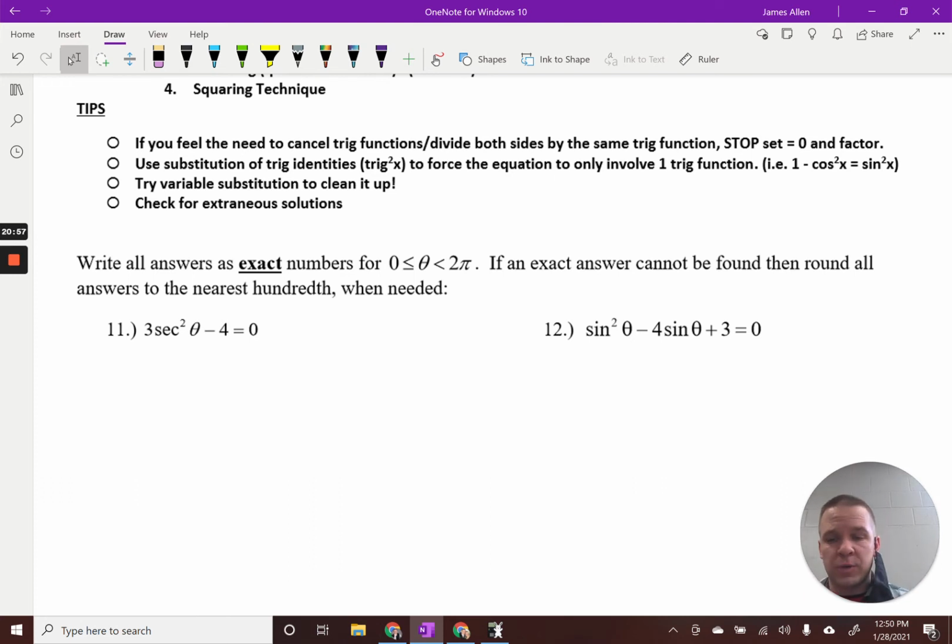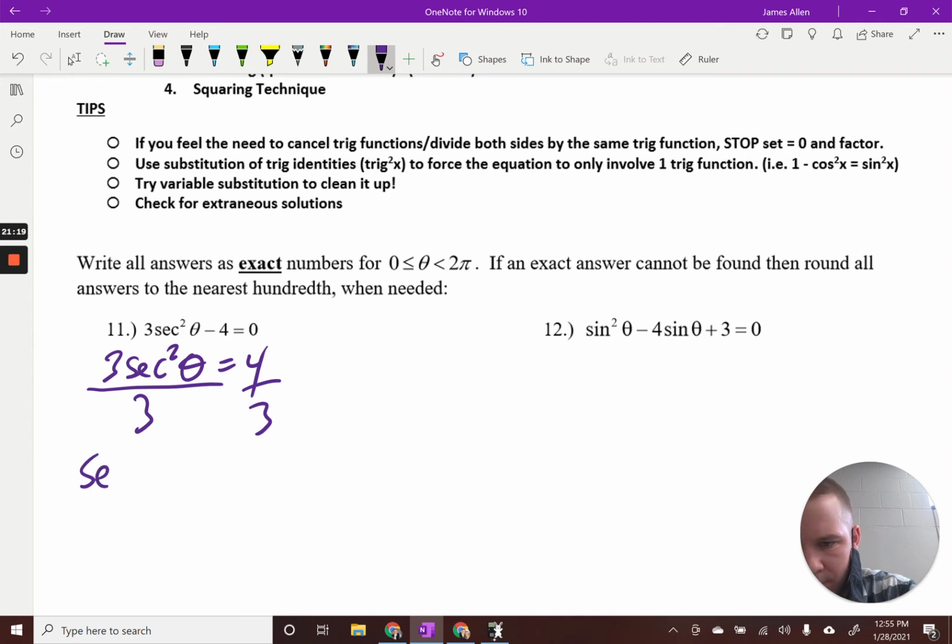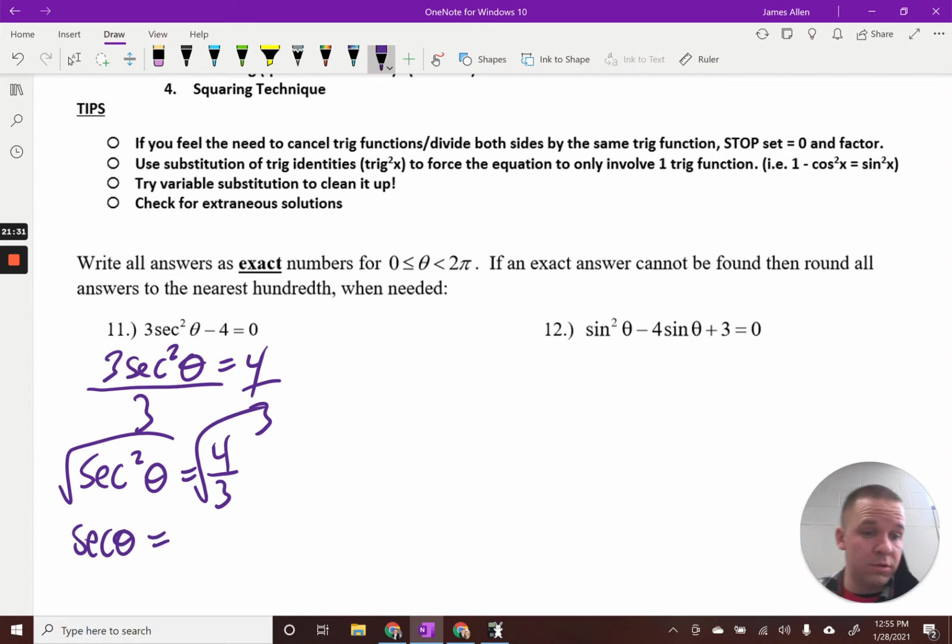So for the first one here, all right, I've got 3 times secant squared theta minus 4 is equal to 0. So I'm going to try and get secant squared by itself because then I can use square roots to solve. So I'd have 3 secant squared theta is equal to positive 4. Divide by 3. So now that I have that, I'm going to divide by 3. And I get 4 over 3 there. Now, I'm going to take the square root on both sides, which leaves me with secant of theta is equal to, don't forget about it, plus or minus 2 over root 3.